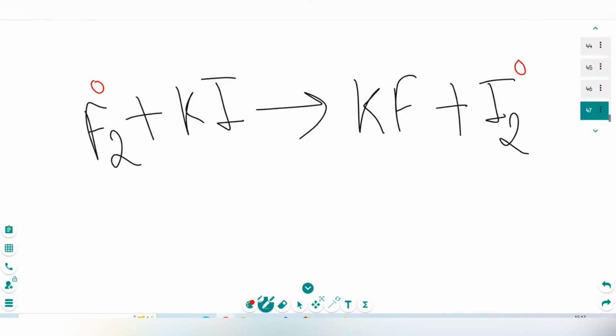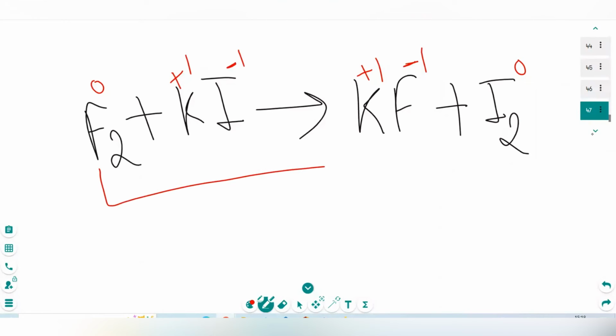Fluorine is which group? Which group does it belong to? Halogen. Chlorine, bromine, fluorine. Yeah, -1. -1, +1. Iodine is also the same. Chlorine, fluorine, bromine, iodine. So again -1 and +1. Okay. Correct? Yeah.